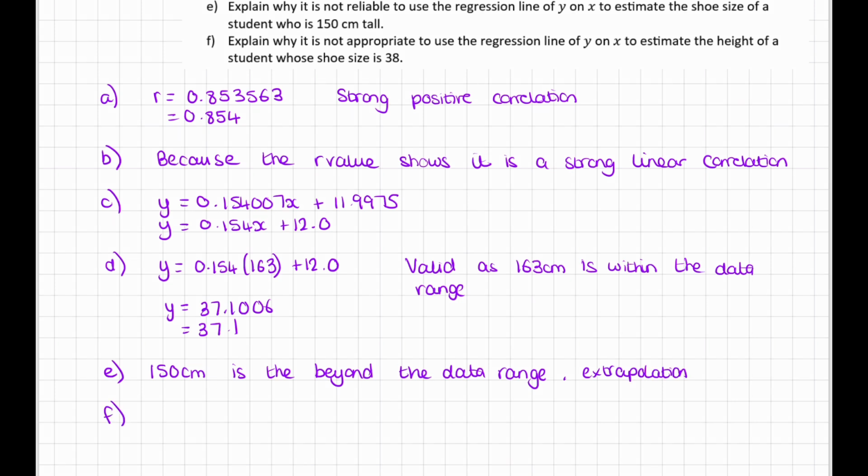Part F, explain why it is not appropriate to use a regression line of y on x to estimate the height of a student whose shoe size is 38. So when we use regression lines, we can only use a regression line of y on x to estimate y based on the x. So the x-axis to estimate the y value, the y-axis. So because our shoe size is our y, we can't use our shoe size of y to estimate the x. If we did want to use the shoe size to estimate the height, then we would need to find a regression line of x on y instead and use that.